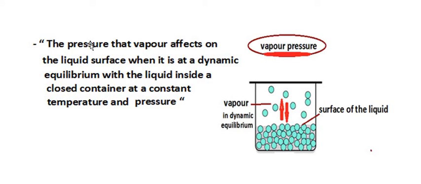What is the vapor pressure? The vapor pressure is the pressure that the vapor exerts on the liquid surface when it is at equilibrium with the liquid inside a closed container at a constant temperature and pressure. This is the definition of the vapor pressure: the pressure of this vapor on the surface of the liquid at constant temperature and pressure is called vapor pressure.